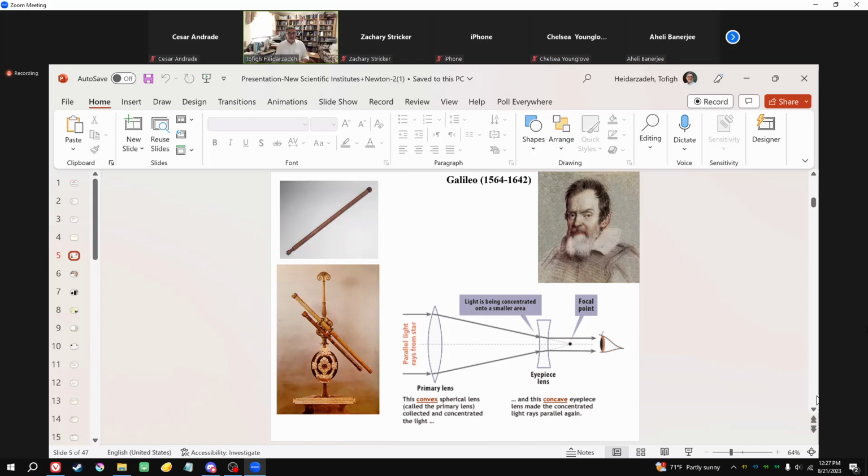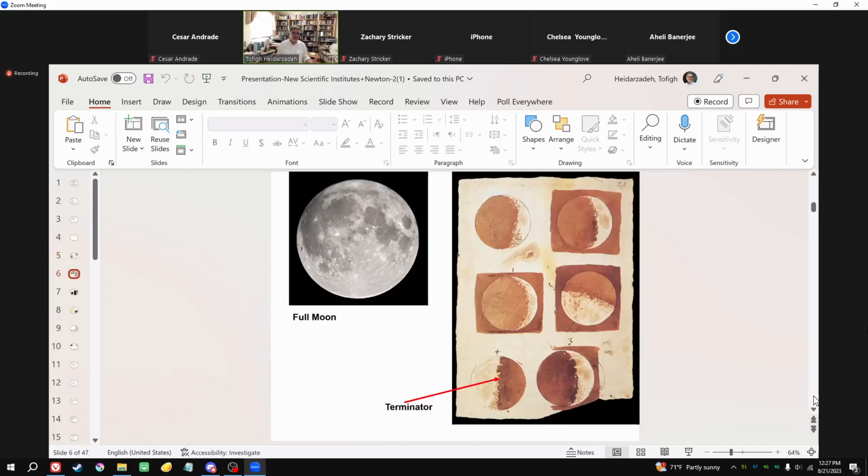He had free time to have more observations and obviously have a lot of discoveries and analyze the observations that he had. So these are Galileo's drawings. This is a full moon with a modern telescope. This is what he saw through his own telescope. And this line, which separates the dark side and the bright side of moon, is called terminator.